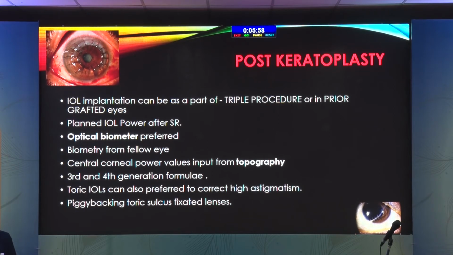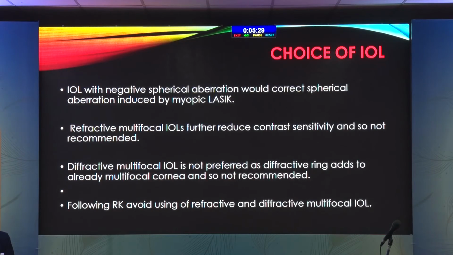You can take the biometry from the fellow eye, and central corneal power value inputs are mainly from the tomography. Always use a third and fourth generation formula. Toric IOL can also be preferred to correct high astigmatism. Piggyback lenses: sometimes you place a lens in the bag. It can be acrylic or silicone. This is the best combination for silicone lenses. Make sure that a single piece lens is placed in the bag, and the second lens should be a 3-piece lens in the sulcus.